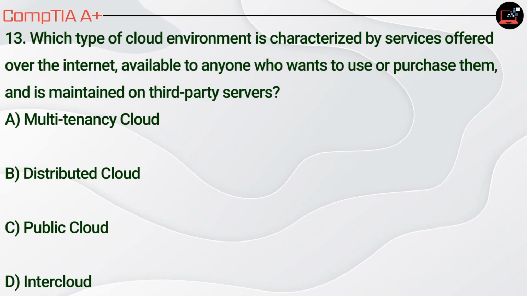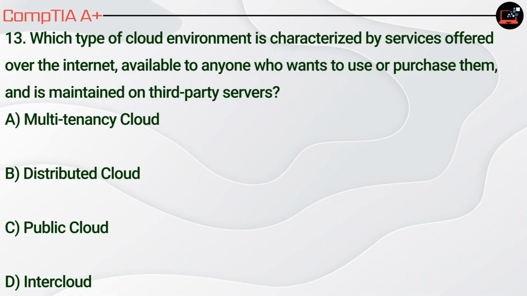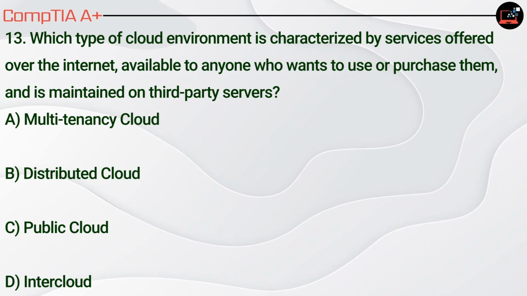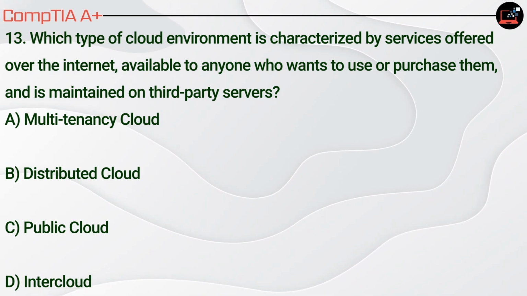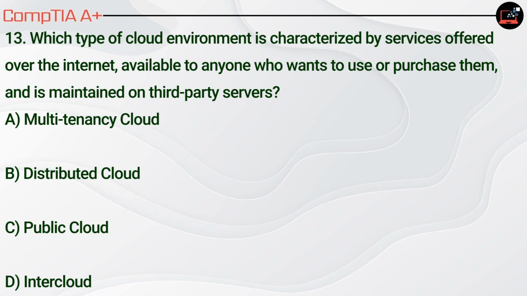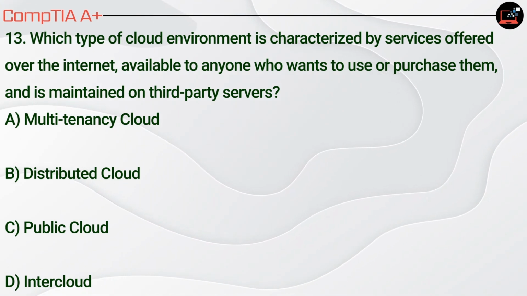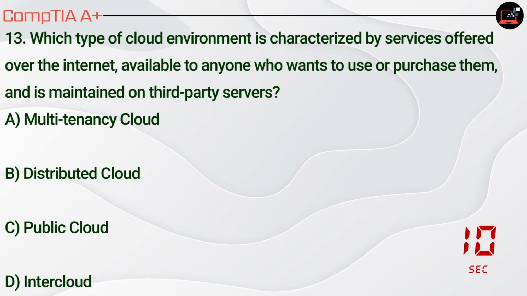(13) Which type of cloud environment is characterized by services offered over the internet, available to anyone who wants to use or purchase them, and is maintained on third-party servers? A. Multi-tenancy cloud, B. Distributed cloud, C. Public cloud, D. Intercloud.